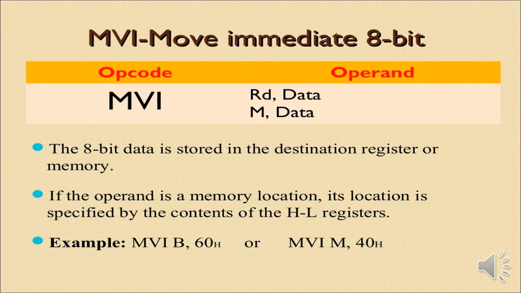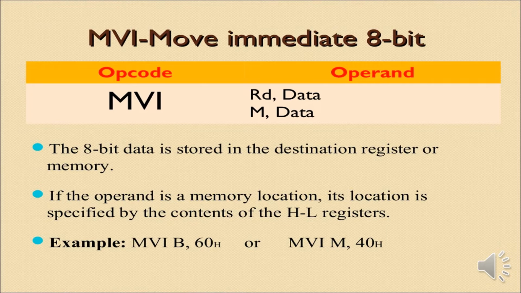So, the move immediate instruction, MVI. The opcode of the move immediate instruction is MVI, and then the operands. One of the operands is 8-bit data, the data itself in the operand of an MVI instruction. The other operand is a register or memory location. The immediate data is 8-bit hexadecimal data.